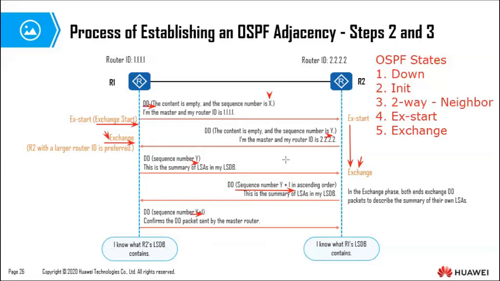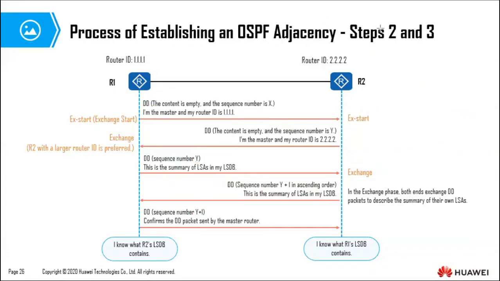Okay. Now, what is important here to note is that a master-slave relationship is selected based on the router ID. Are you seeing that we are no longer using the sequence number of this router, R1? But which sequence number are we using? The sequence number of R2, right? Yeah, we're incrementing the sequence number of R2 in subsequent DD packets that we exchange. You can see it's Y plus and not X plus. That is because R2 has been selected as the master.